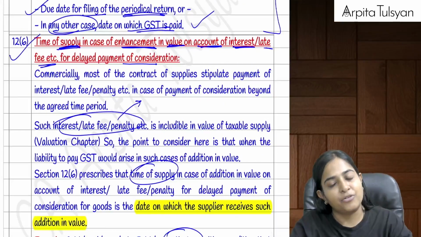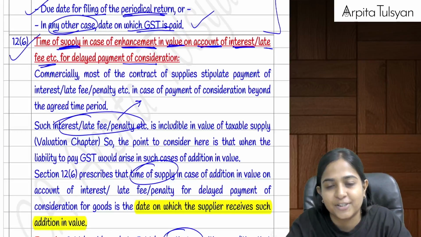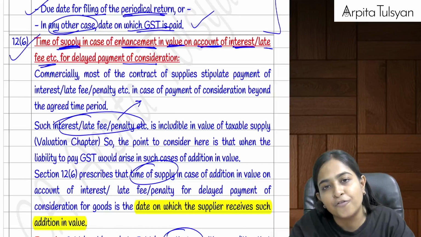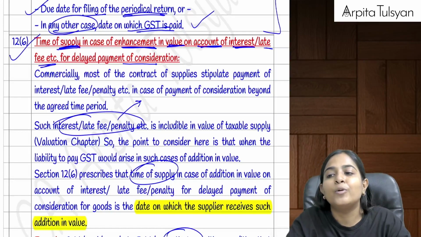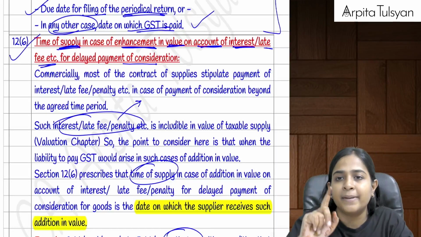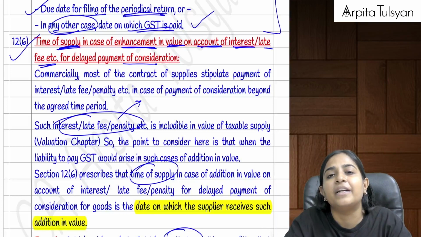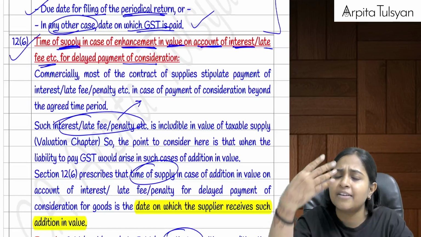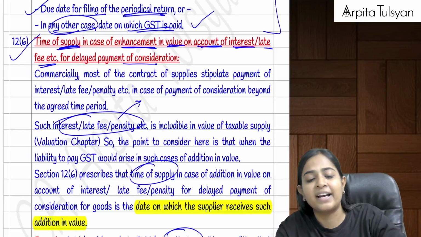Okay, and the last one, that is section number 12 subsection 6. What is section 12 subsection 6 talking about? Let's say there is any increase in value of goods or services. I have supplied you the goods, and I have told you that you are required to make the payment within a time period of 1 month. That is a credit period given to you. If you do not make the payment within 1 month, then I will be levying a late fee of, let's say, 5,000 rupees. Just an example.